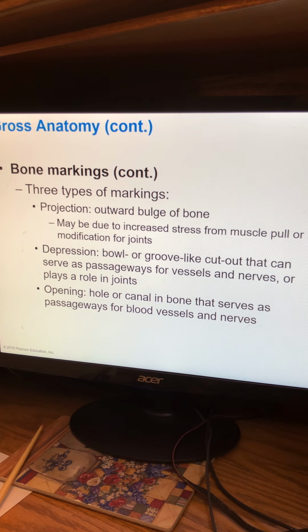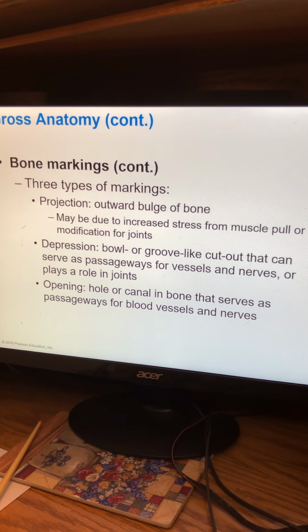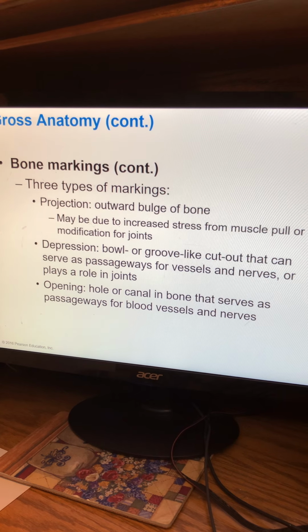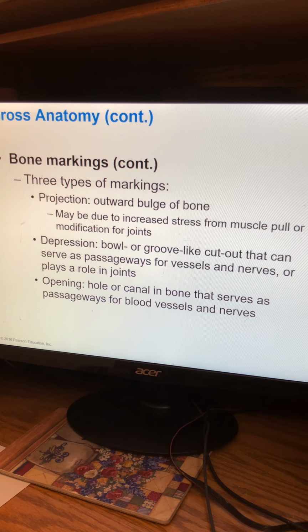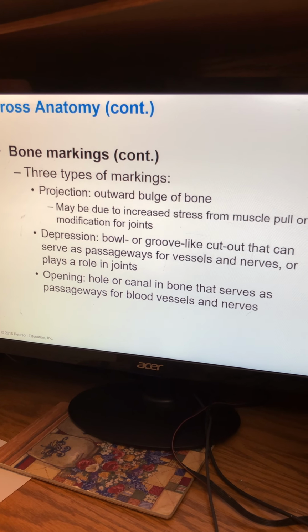So there are three categories of bone markings. One is going to be, as I refer to it, a bump on the bone. It is an outward bulge of the bone. It may be due to increased stress from a muscle pull or a modification for the joint.